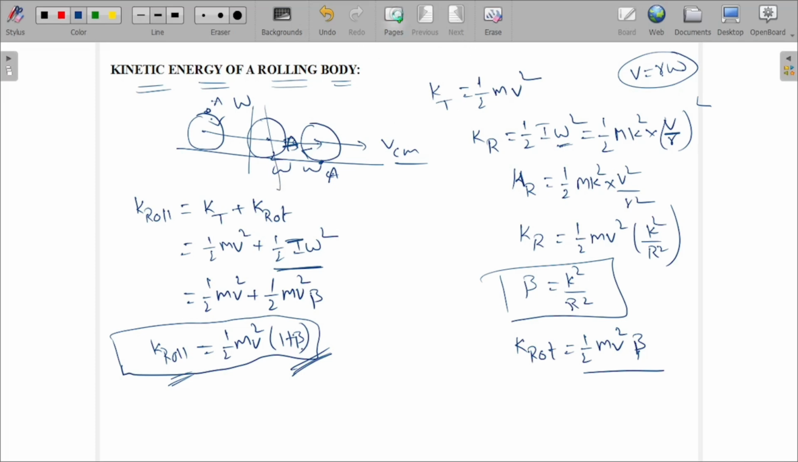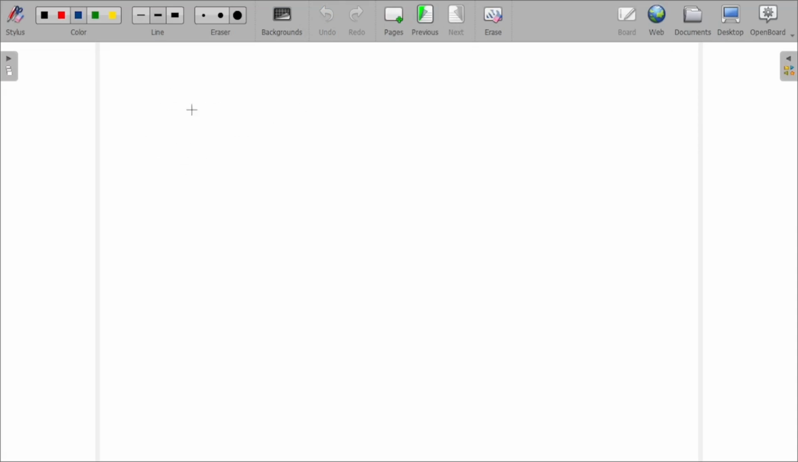Let's see for ring. For ring, what will be the kinetic energy? What is the basic formula for kinetic energy? Half m v square of 1 plus beta. This is the basic formula.